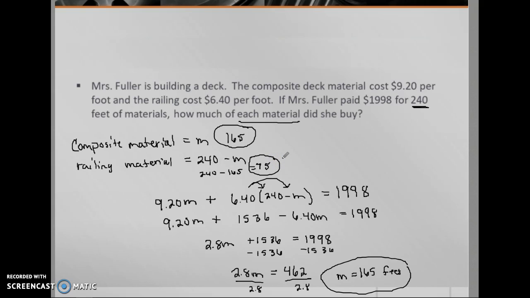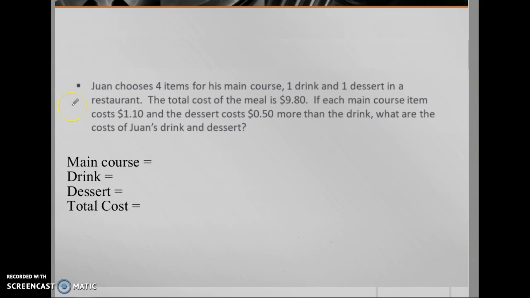So our last example, really quick, Juan chooses 4 items for his main course, 1 drink, 1 dessert, and the total cost of the meal is $9.80. So if each main course item costs $1.10 and the dessert costs 50 cents more than the drink, what are the cost of Juan's drink and dessert? So right here it tells you the unknown values.